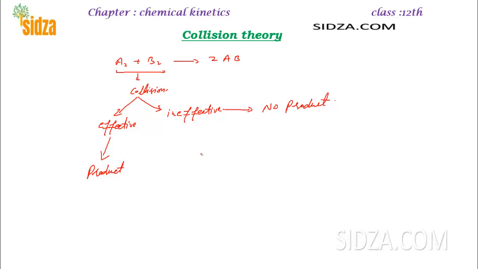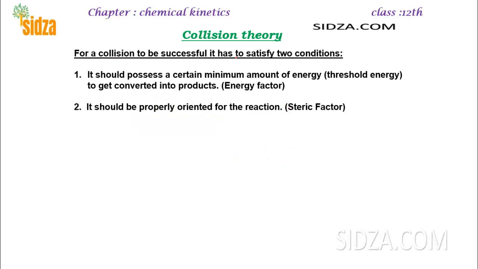The question here is, what are the conditions for the collision to be effective, right? What are the conditions under which the reactant molecules collide and form the product? According to collision theory, for a collision to be successful, that means for a collision to be effective, it has to satisfy two conditions. Number one is that reactant molecules, the colliding molecules, must possess a certain minimum amount of energy, which is called the threshold energy.